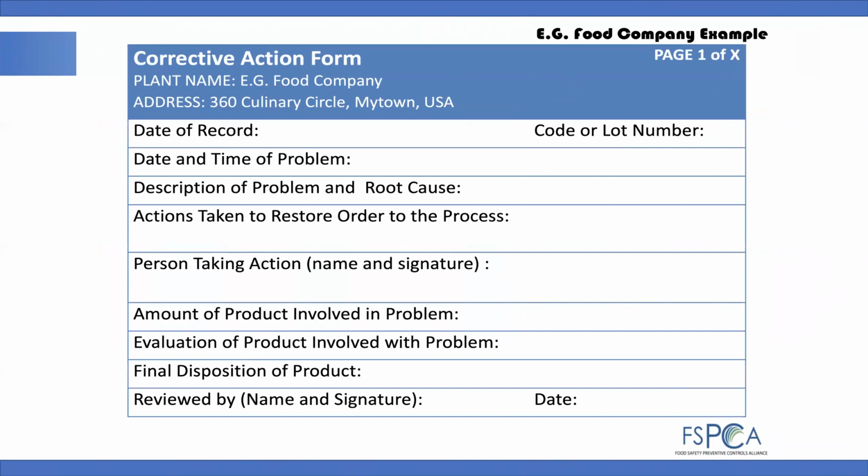This is the corrective action form. You need to document date of record, and product lot number, description of problem and root causes, and action taken, the person to take action, amount of defect and root causes, and the disposition of product if decided. Then lastly, document the reviewer's name and signature and review date.